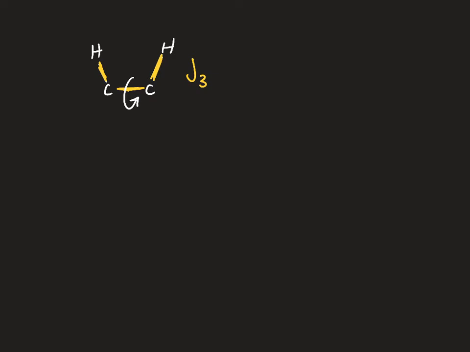So in flexible systems, that angle is averaging itself over a range of times, and we'll talk about that type of coupling in a second. But in rigid systems, this actually matters. And so there's a way that we predict the magnitude of a J3 coupling, and that's the Karplus equation.